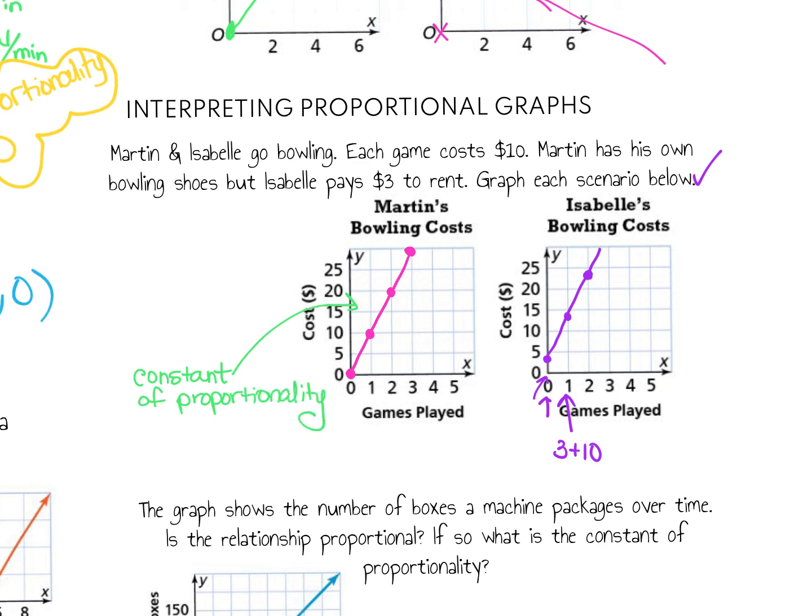Well, for the constant of proportionality, we're going up 10 and over 1. So this is, again, y over x, or 10 over 1. The constant of proportionality here is 10.